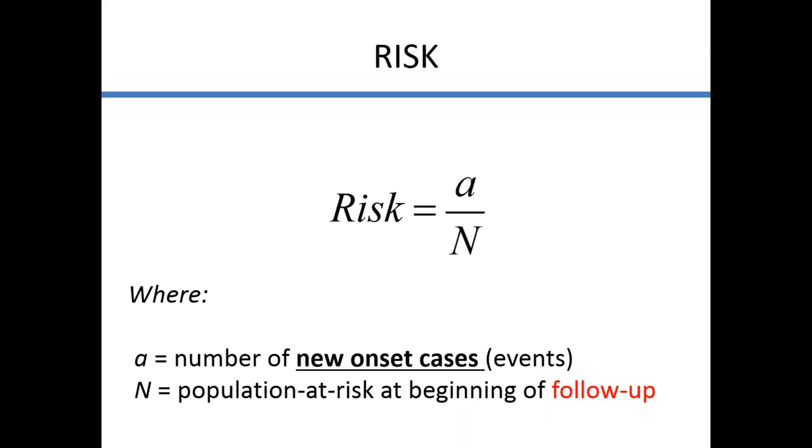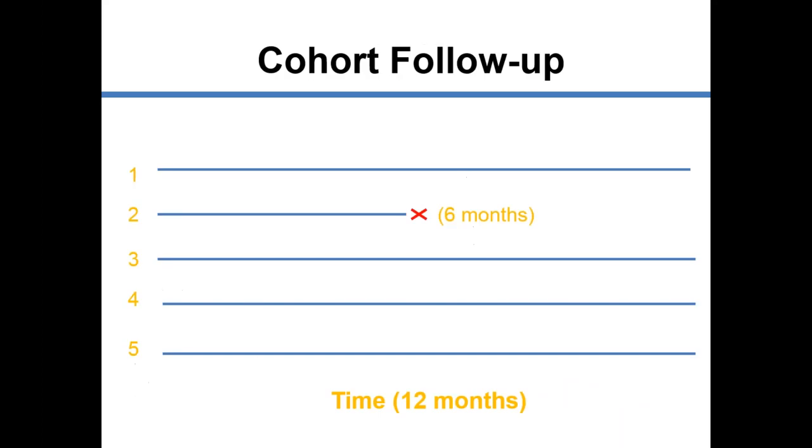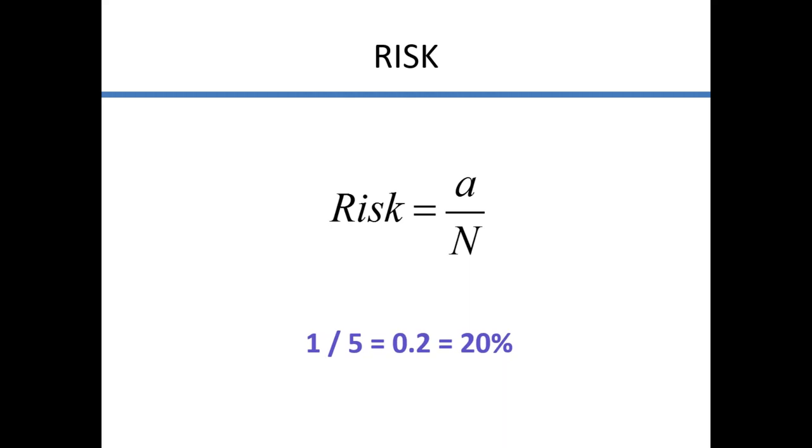So the risk we formally define as the number of new onset cases, not existing cases, over the population at risk at the beginning of follow-up. So here's a cohort follow-up. I hope it's not too simplistic, but it really does show a cohort of 5 people who are being followed by you and me for the course of 1 year, 12 months. And you see that one person out of 5 got the outcome, let's say the flu. So what is the risk of getting the flu based on our data here? It's 1 new case divided by 5 people who are being followed. 1/5 is 20% risk. In this case, it's 20% risk.